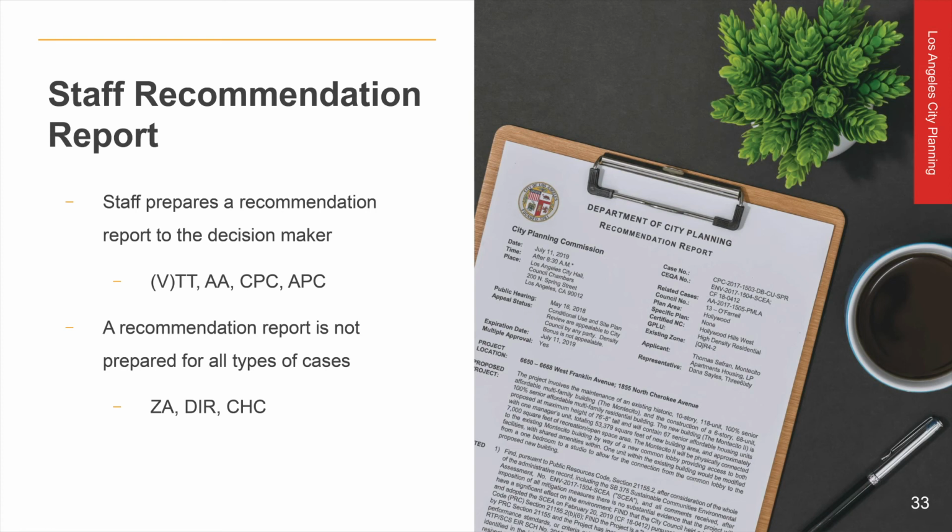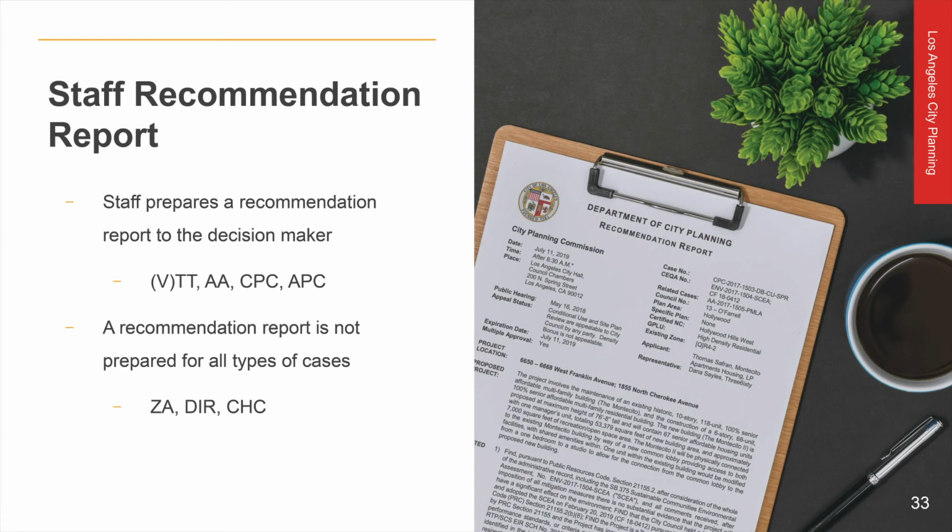On a public hearing notice, projects that will include the preparation of a staff recommendation report are those with a case number prefix of VTT, AA, CPC, or APC. For cases with a CPC or APC suffix, staff may hold a hearing on behalf of a decision maker and subsequently prepare a recommendation letter to the project's decision maker. The recommendation report will recommend either approval of the project with conditions or that the project be denied.